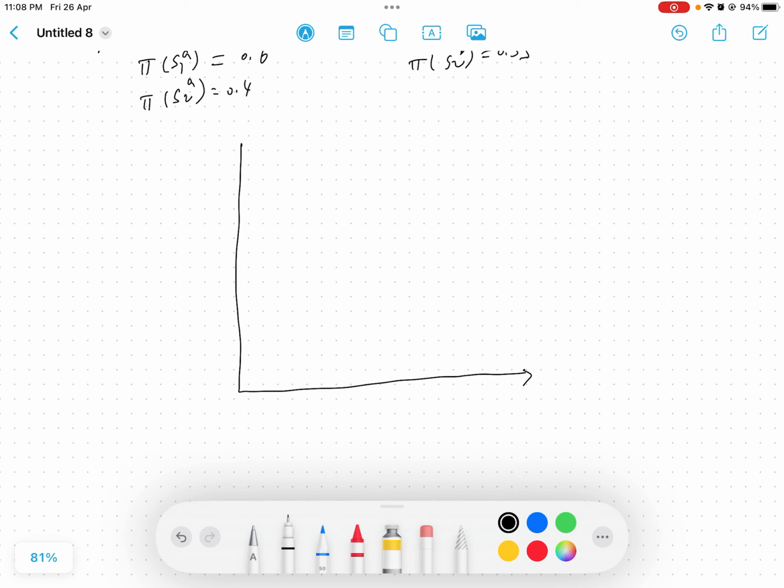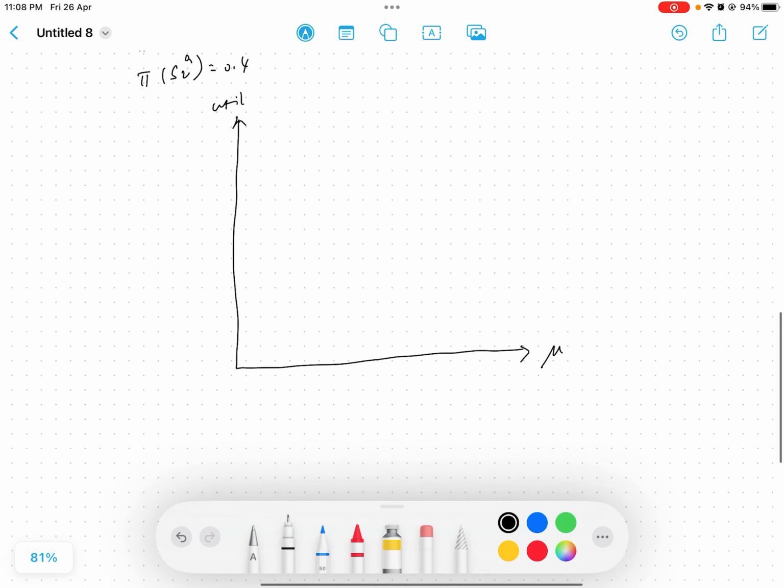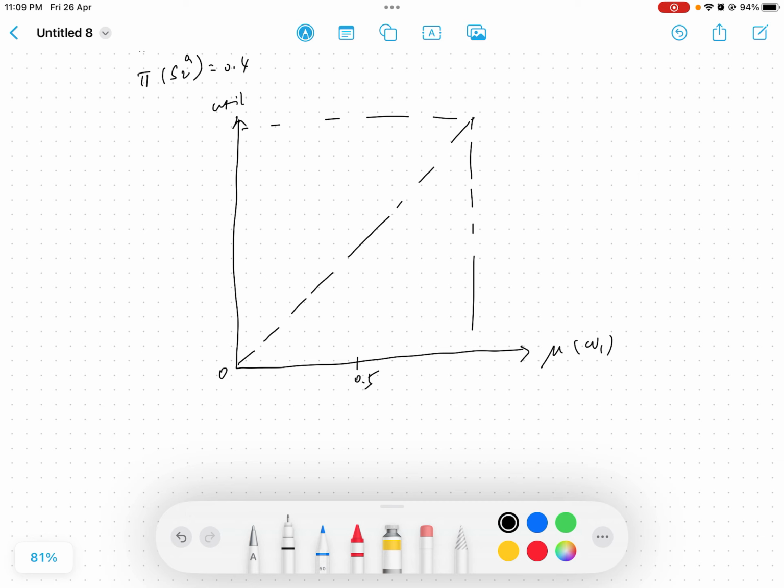Remember that in our last picture, this is the utility, and this is the prior or posterior belief of omega 1. Remember that we have this little square. Suppose this is 0.5. We have those diagonals as the expected utilities for those two different actions. Suppose this is a quarter, so this is 1/8.